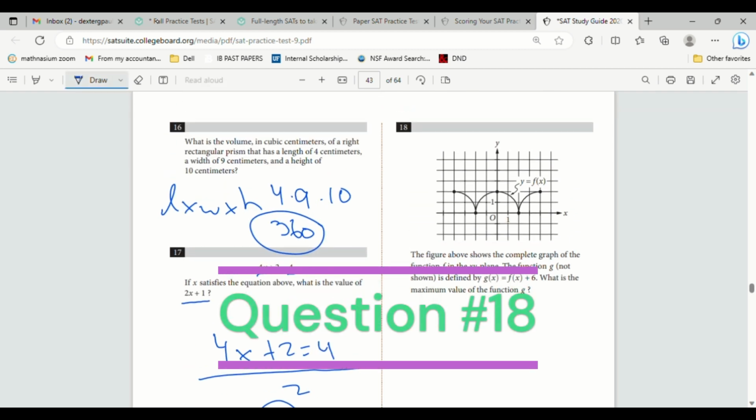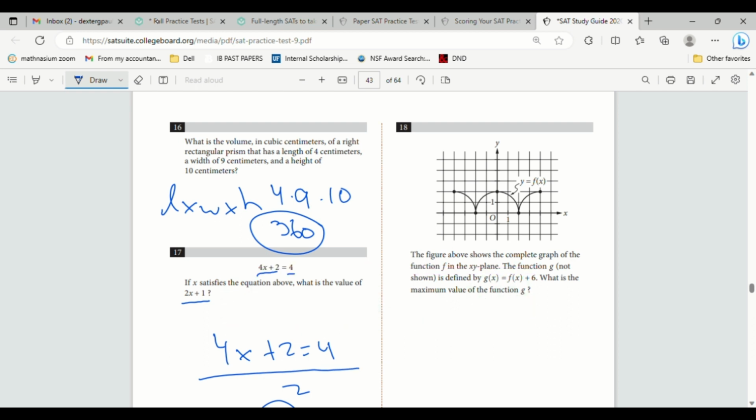Number 18, the figure above shows the complete graph of the function f in the xy plane. The function g, not shown, is defined by g of x equals f of x plus 6. What is the maximum value of the function g? So maximum just means highest value. And our f of x function, the highest is right here, which is at y equals 2. And since g of x is just f of x plus 6, we're going to add 6 to that. So our highest is 8. The highest is just the highest point reached, and we saw that right here.